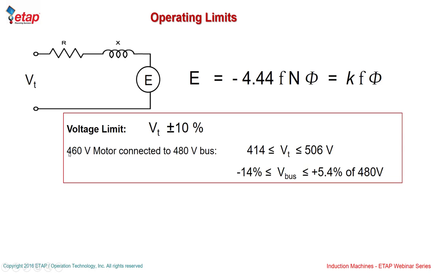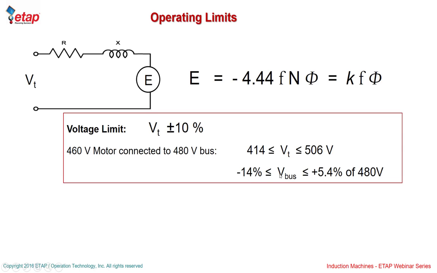And if I have a motor rated voltage of 460, then the terminal voltage has to be within 10% higher and 10% lower. So it becomes 414 to 506 volts.